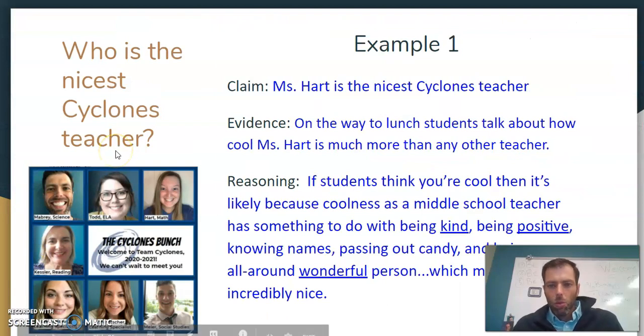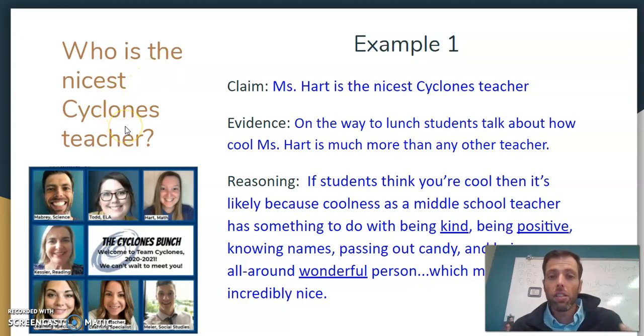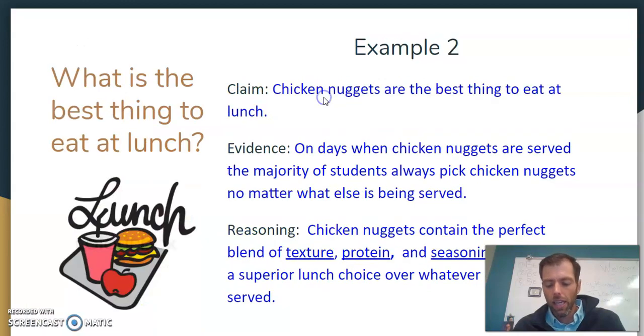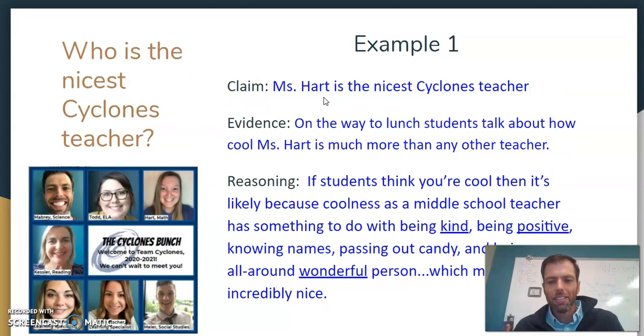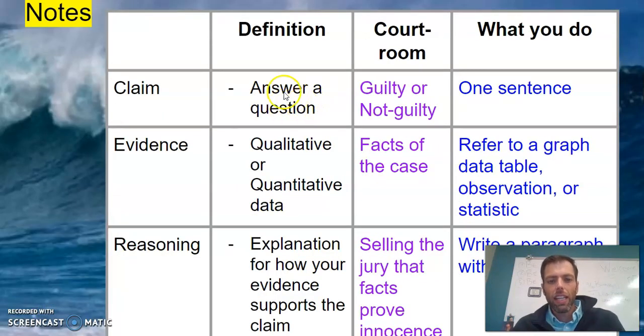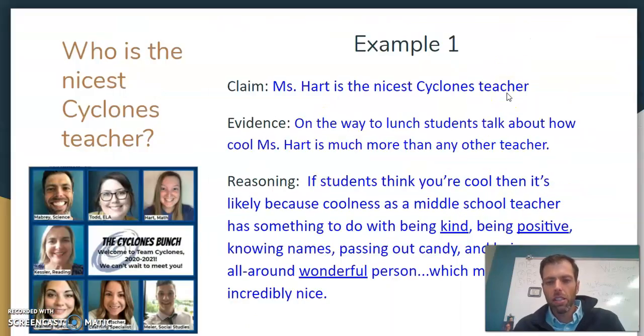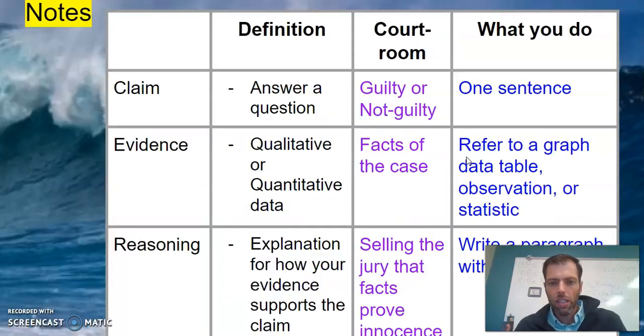So here's example number 1. Who is the nicest Cyclone teacher? That is the prompt we're supposed to answer. So here's my claim: Miss Hart is the nicest Cyclone teacher. Now if I go back, did I answer the question in a sentence? Yes, I did. My evidence? On the way to lunch, students talk about how cool Miss Hart is much more than about any other teacher. Let's see if that's good evidence.